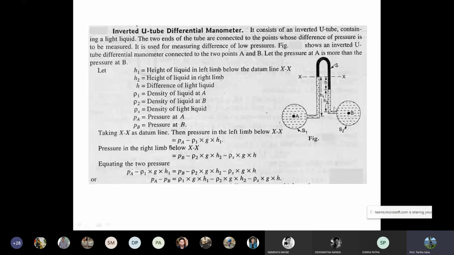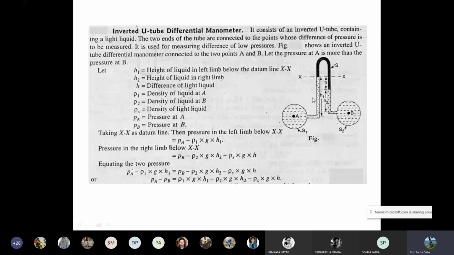So we are just considering h1. Small h1 is the height of liquid in the left limb. This is h1. h2 is the height of the liquid in the right limb. This is h2. The difference in the liquid height is h. This is h. Density of liquid at A is ρ1, and similarly density of liquid at B is ρ2. Density of the light liquid is here, this is ρs. PA is the pressure at A and PB is the pressure at B.